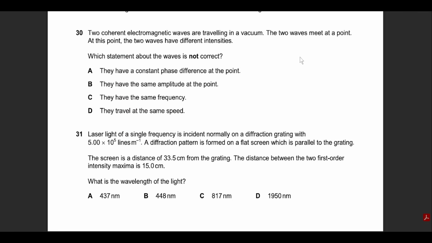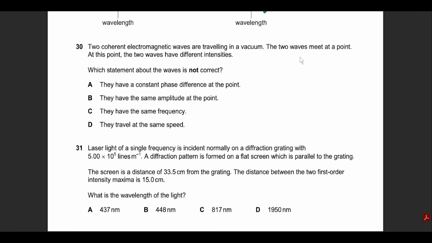Question 32: coherent electromagnetic waves traveling in space. Because they are electromagnetic waves, they have the same speed of 3 times 10 raised to the power 8 meters per second. The two waves meet at a point. The two waves have different intensities, different amplitudes. Which statement about these two waves is not correct? They have a constant phase difference at that point. If they had met at a point, then this is true.